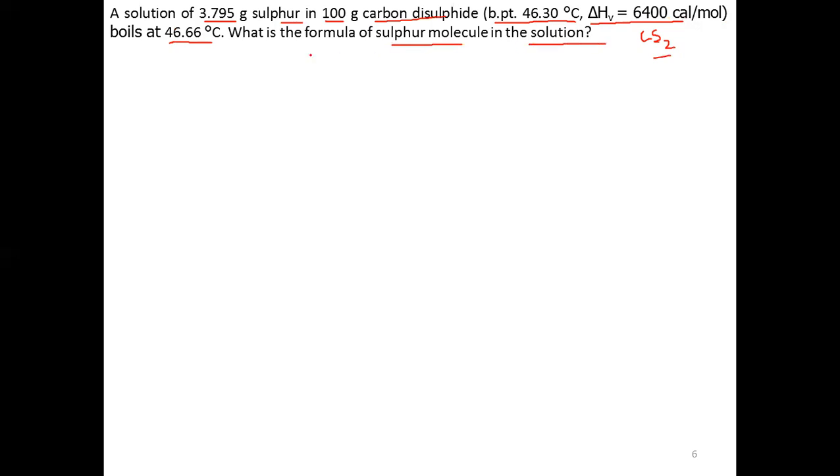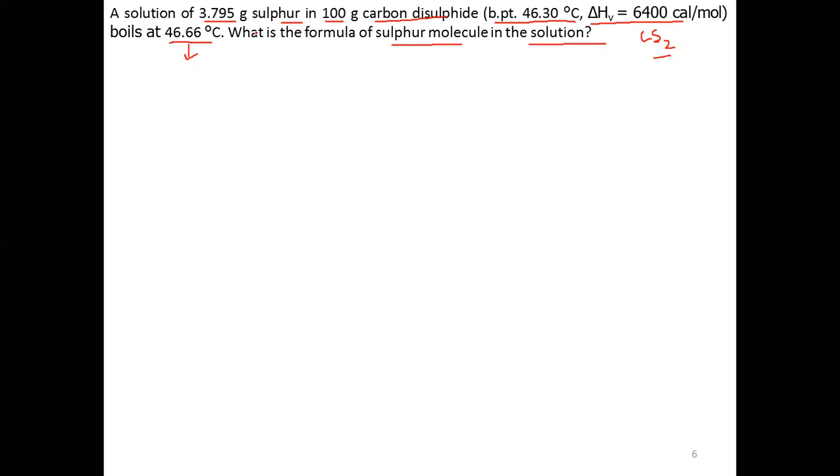So he says that a solution has been obtained by dissolving this much amount of sulfur in 100 gram of carbon disulfide whose boiling point is this, and the solution's boiling point came out to be this. This is boiling point of solution. We have to calculate the formula for sulfur molecule in the solution, so we need to know the molecular weight of sulfur in the solution, so that we can calculate with the help of elevation in boiling point.